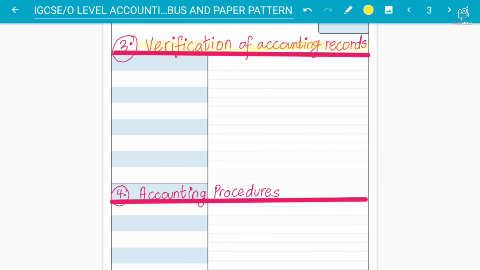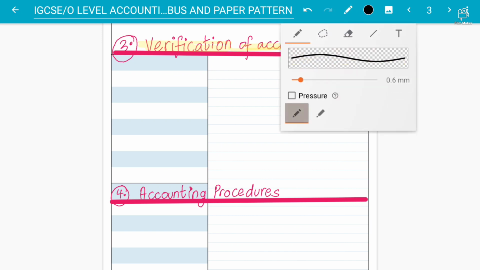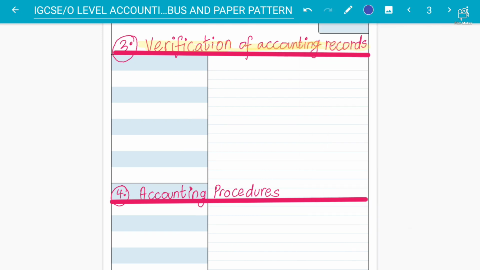If we talk about verification of accounting records, the most common topic is basically the trial balance. You must know the benefits and everything related to the trial balance, students. Further, you must know about errors and correction of the errors. In this section you learn about errors and correcting the errors, which errors affect the trial balance, and which errors do not affect the trial balance. You must know about bank reconciliation here.